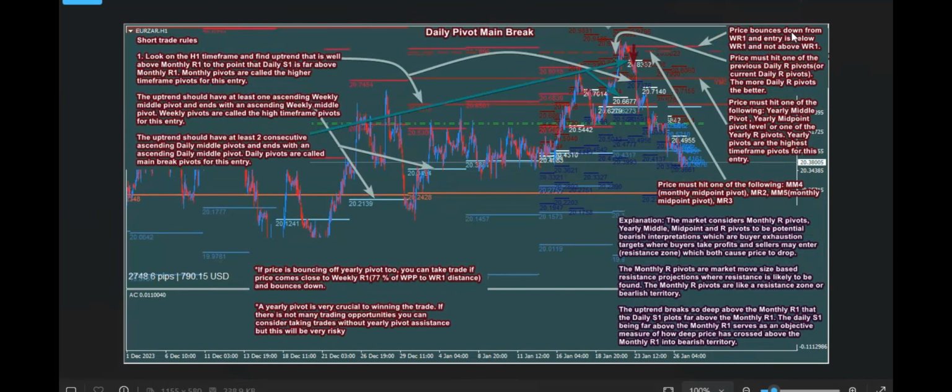And the rule would be price bounces down from weekly R1 and entry is below weekly R1, not above weekly R1. So I guess the challenge that I see here for the EA is, can we make the EA recognize that price is bouncing down from the weekly R1 and the entry is below weekly R1? If we can do that, then that would be wonderful. Then the EA will be able to match our human eye discretion, okay?